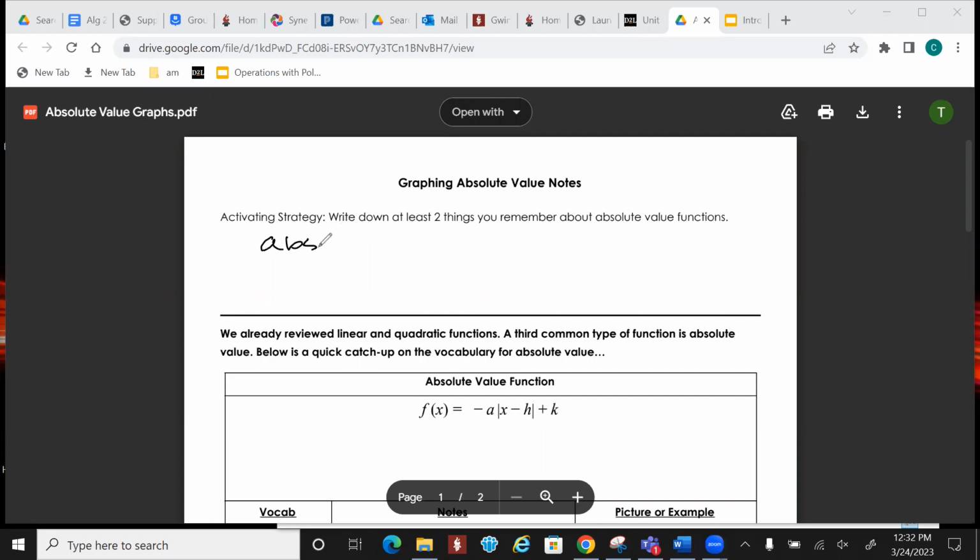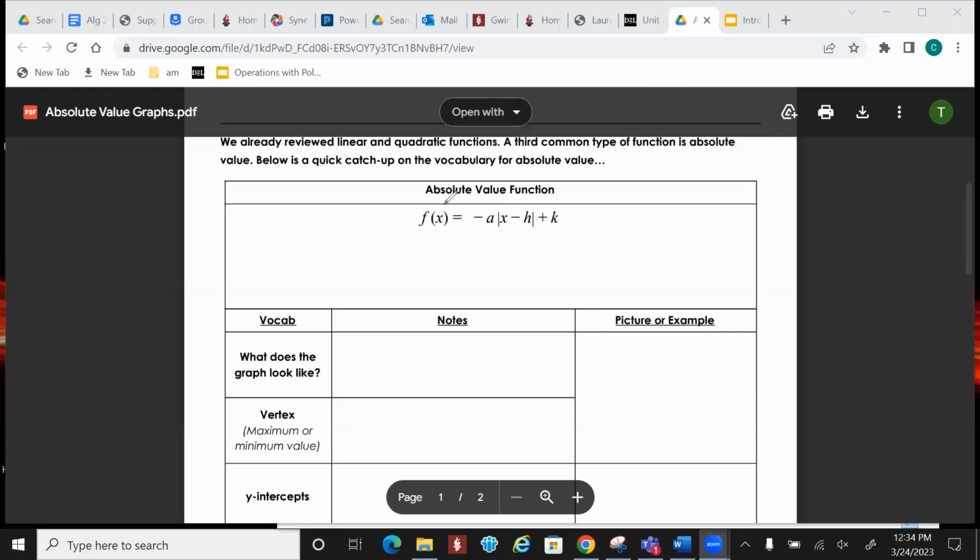So absolute value makes everything positive. So it's kind of like the distance away from zero. The shape of the graph is going to be a V shape. So it's going to be a V-shaped graph. So for an absolute value function, the negative out front is a reflection across the x-axis.